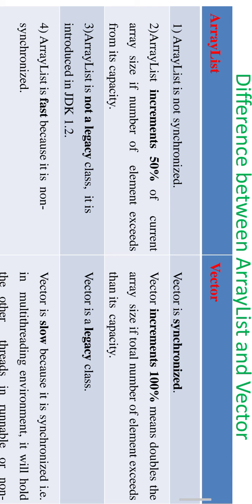So array list is not synchronized, vector is synchronized. We already told you, not synchronized means it can allow multiple threads to access the collection, that is array list. Vector is synchronized. It doesn't allow multiple threads at a time. It allows only one thread to access it. And array list increments by 50% of the current size if the number of elements exceeds its capacity.